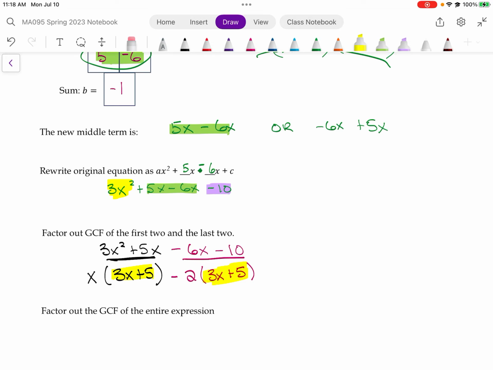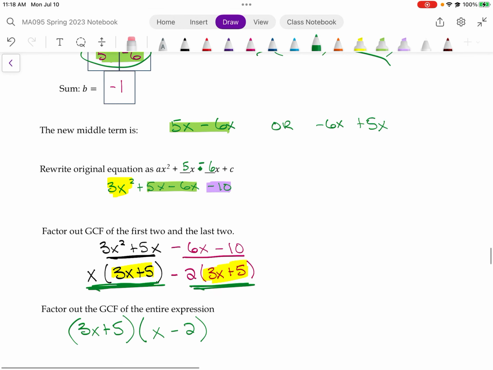All right, so I'm going to factor out 3x plus 5. If I factor 3x plus 5 out of this whole thing right here, what am I left with? I'm left with x. If I factor a 3x plus 5 out of this thing, what am I left with? I'm left with -2. And now I have factors.